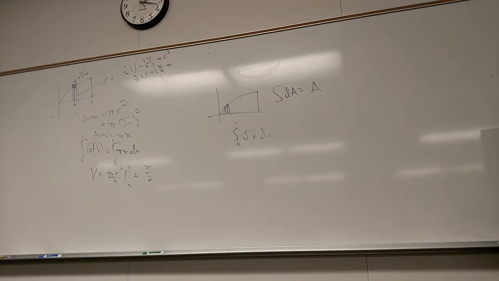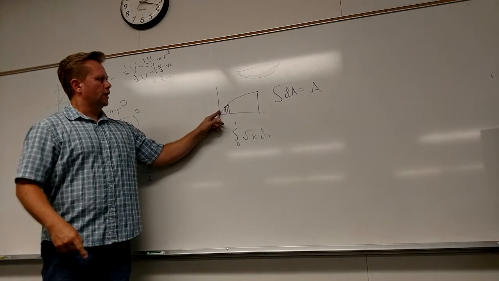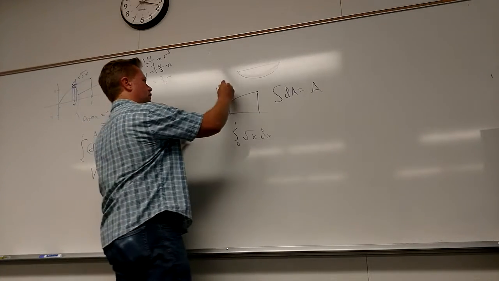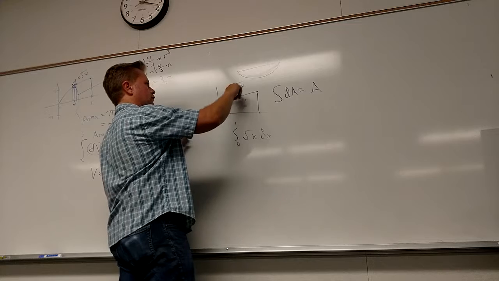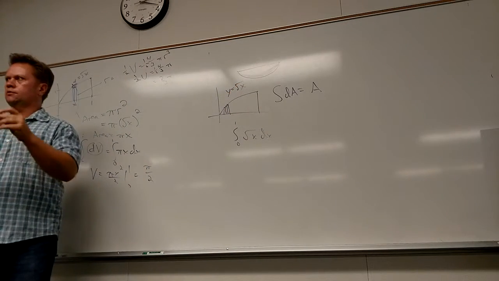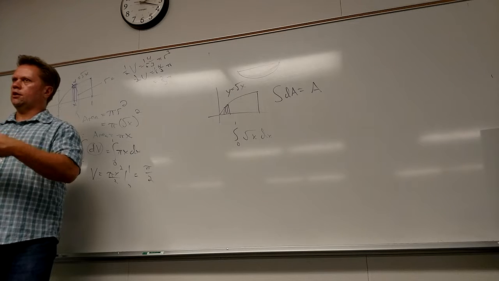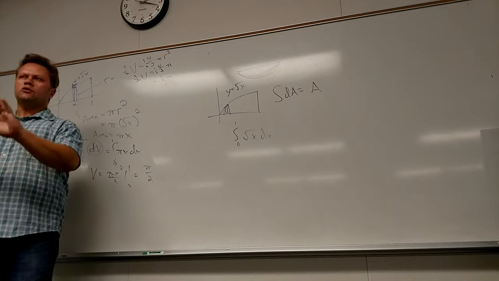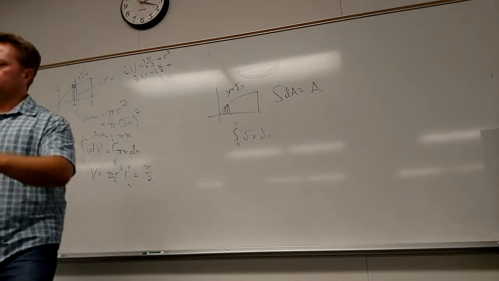So the washer method, the disk method, works really well when, how do I say this? When you see how this is a function of x. This is y as a function of x, and I'm rotating around the x-axis. Okay, I'll lock it. So let's try something a little different.